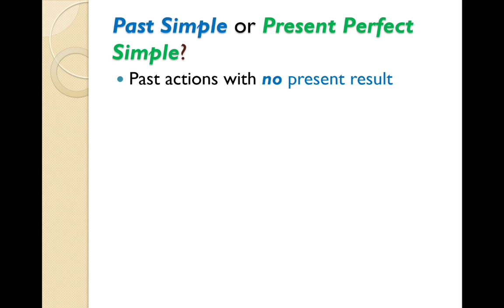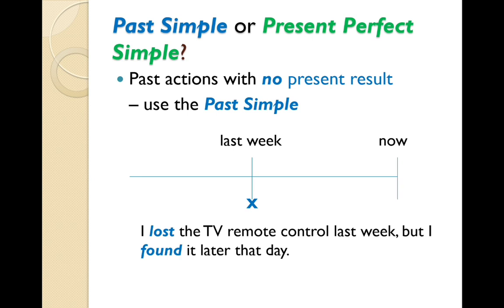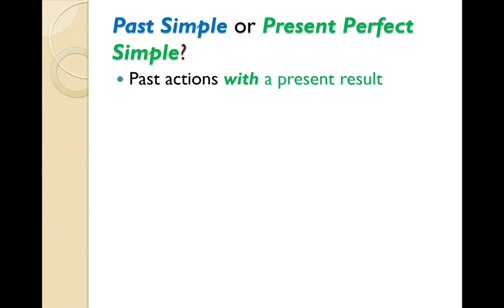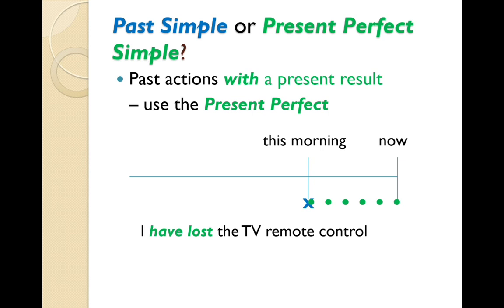Past actions with no present result, past simple. I lost the TV remote control last week, but I found it later that day. It's not lost now. There is no relationship with the present. Past action with a present result, use the present perfect. I have lost the TV remote control. I lost it this morning. I can't find it now.